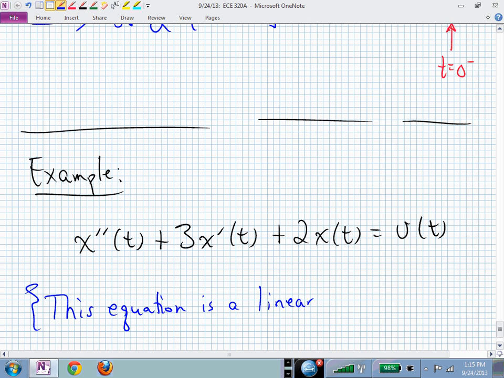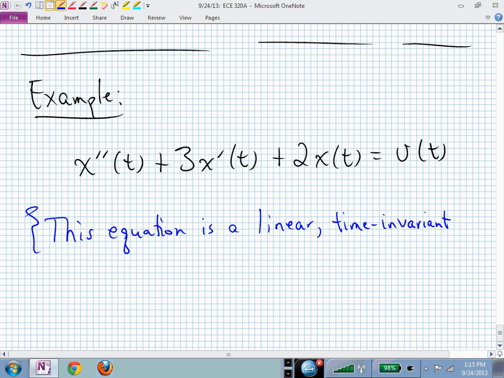This equation is linear, which is good. That means we can use Laplace transform techniques. It's time invariant, which means your coefficients are constant. That means your R's, your L's, and your C's aren't varying with time. Those are fixed parameters. So if you're given now this circuit that has a combination of R's, L's, and C's, those R's, L's, and C's are fixed values.